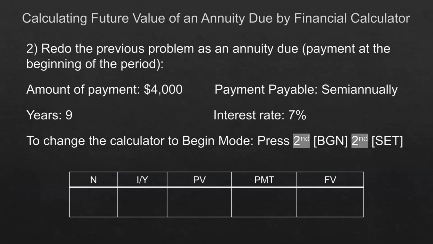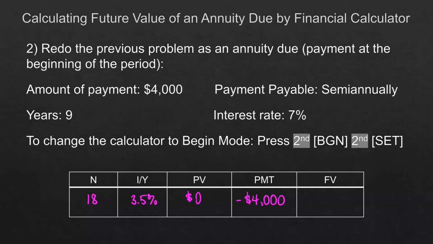Now we're going to do that same problem, but this time we're going to put our calculator on begin mode, and then you'll have to put your calculator back on end mode for other problems, so you go back and forth. We fill out the chart basically the same. Remember on the previous chart we had 18 periods, our interest rate was 3.5%, we did not have a present value, and we were making a payment of $4,000, but this time it's going to be at the beginning.